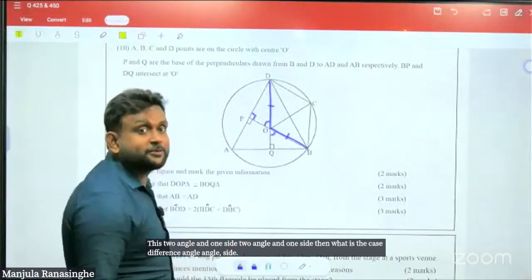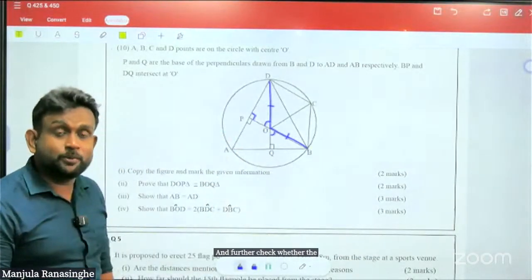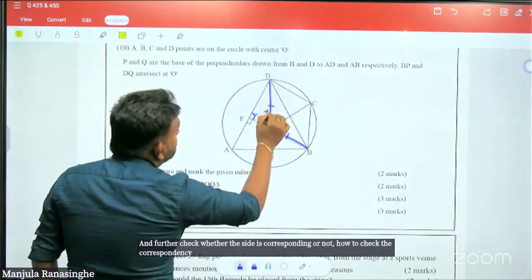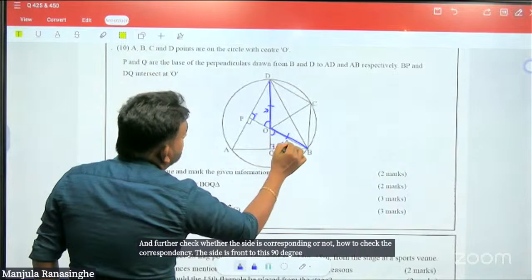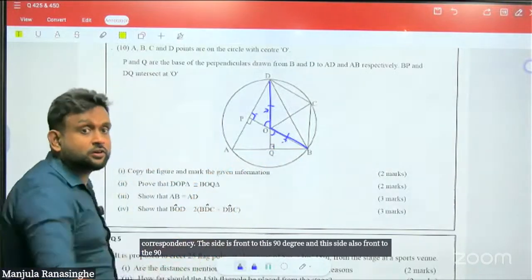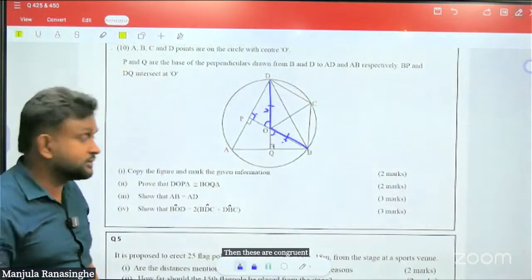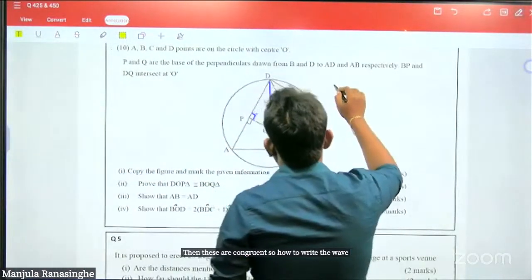And further check whether the sides are corresponding or not. How to check the correspondence? This side is opposite to this 90 degree angle, and this side is also opposite to the 90 degree angle. So the sides are corresponding. Then these are congruent. So how to write it? You write the triangle names.